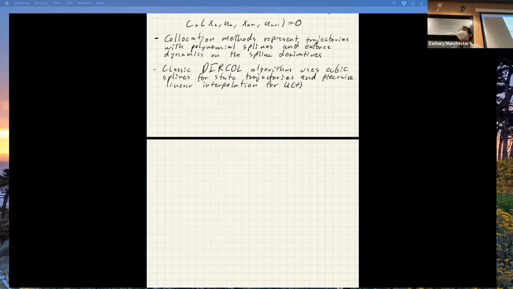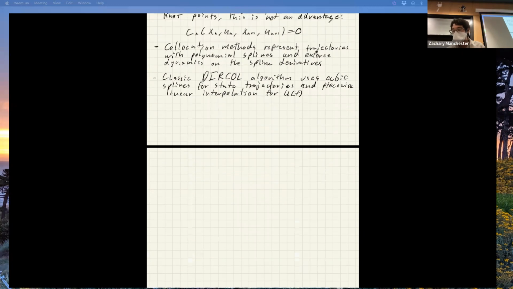There's some commentary on this in the original paper. It's Hargraves and Paris from the mid 80s, and this was first invented there. They have some comments about how they tried other stuff, and using higher order on the u's didn't provide any advantage. So they did this.